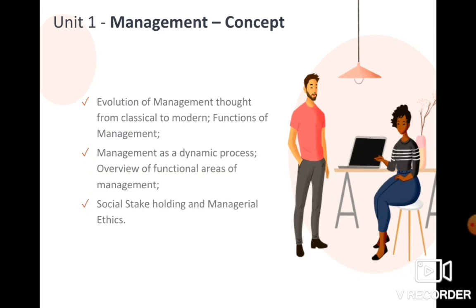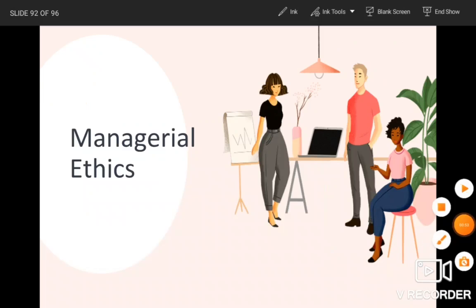and we've studied the overview of the different functional areas of management. And in the previous few sessions, we had also introduced the concept of social stakeholding. We saw the meaning of the term social stakeholding, we saw the different stakeholders, and we saw the duties that a business has to perform with regards to monitoring the interests of your different stakeholders. And the last topic we're supposed to deal with under this unit is managerial ethics. Okay, so let's move on to this concept.